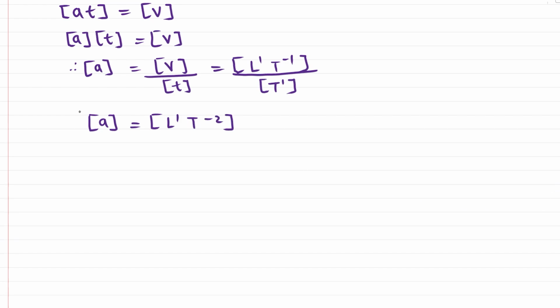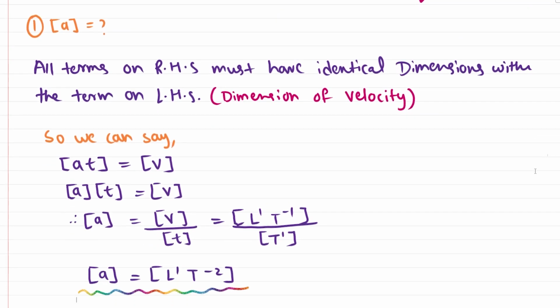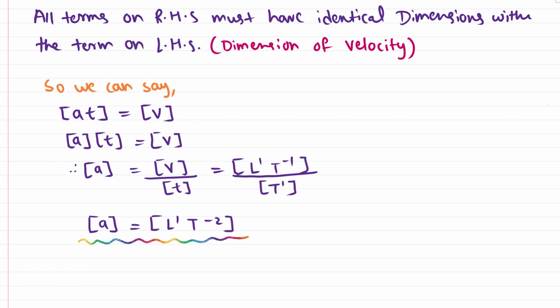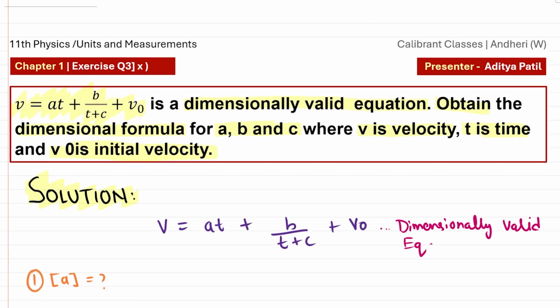And this is the first part of our numerical, that was to calculate the dimension for term a. So हमें term a का dimension मिल गया है. Now let's calculate the dimension for the other two quantities, that is b and c. Now अगर आप देखोगे यहाँ पर तो term b के dimension calculate करने से पहले it's important for us to calculate the dimensions of c, because term b का dimension is dependent upon the dimensions of c.